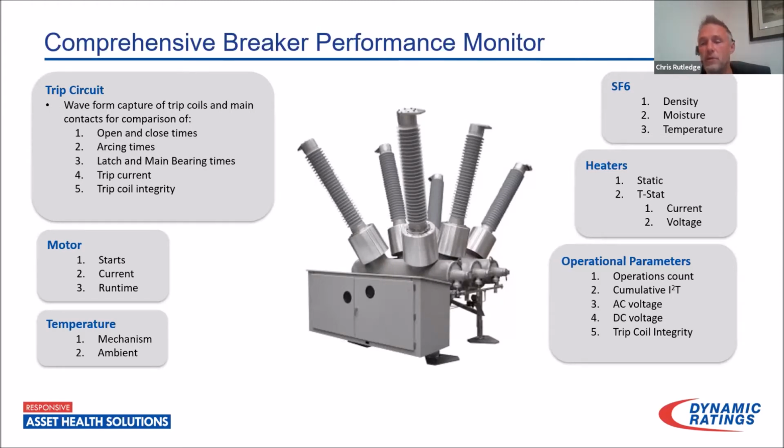And then with heaters, we're doing static and thermostatically controlled. So we're bringing in ambient, so we know if that heater should be running or not running. With thermostatic controlled, that would include your cabinet heaters and your tank heaters. And then, of course, we bring in all the normal operational parameters you would expect from a breaker monitor. So operation count, cumulative I²T values, which is a good recommendation for inspections of contact wear, AC and DC control voltage, and trip coil integrity.